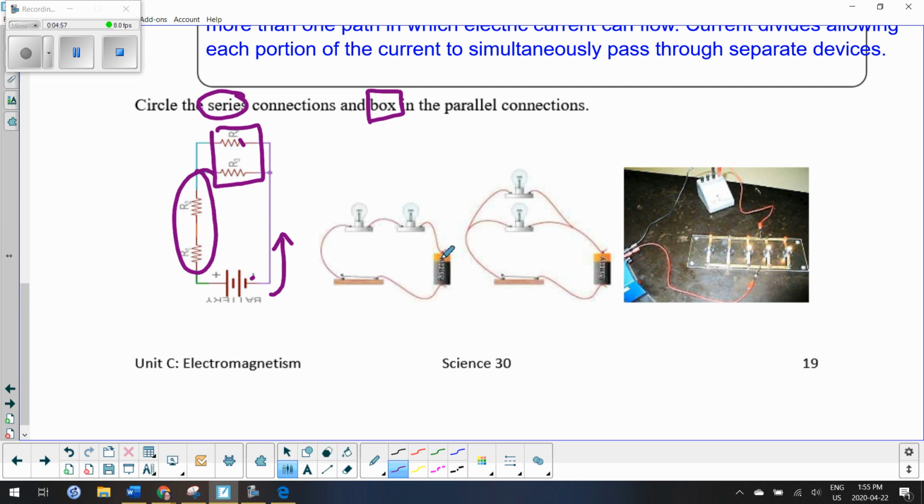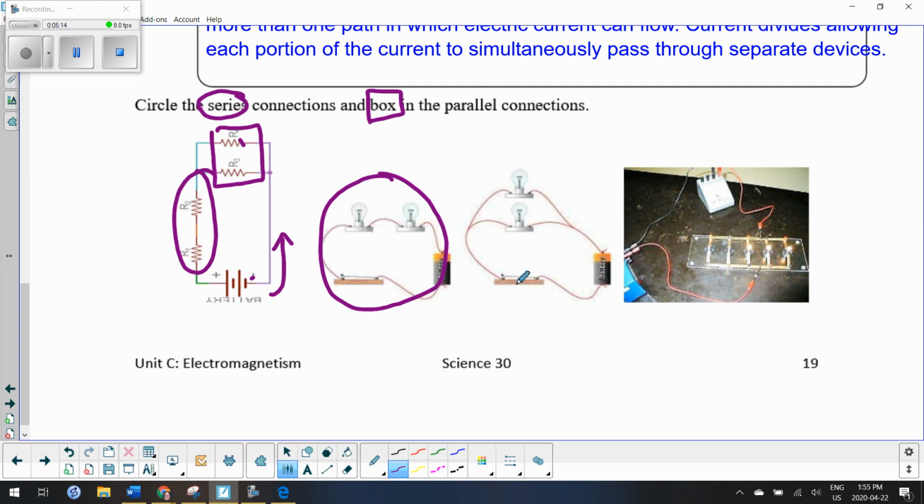In this diagram, electricity comes from the negative terminal, and you're going to follow it. It only has one path, so this one is a series connection. Okay, moving on to the next one.